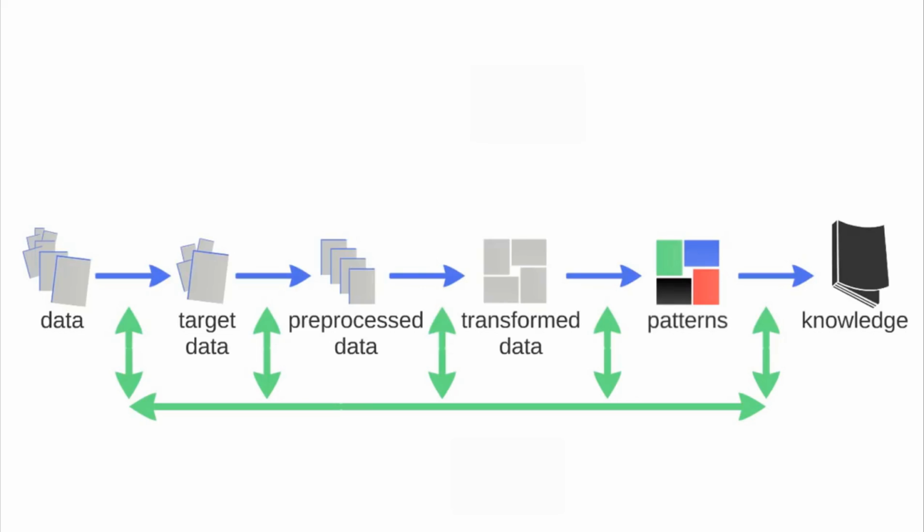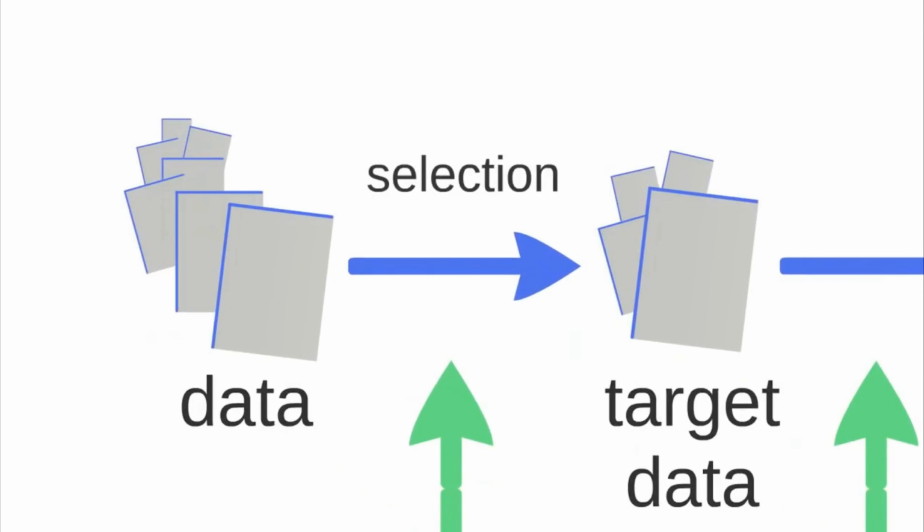And when we do this using our computational and algorithmic tools, we start from the raw data and obtain what we can call knowledge. The first step is from data, raw data, to target data. So this is what we call the selection of data.